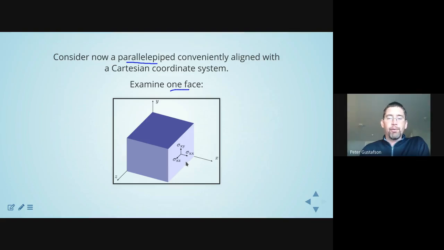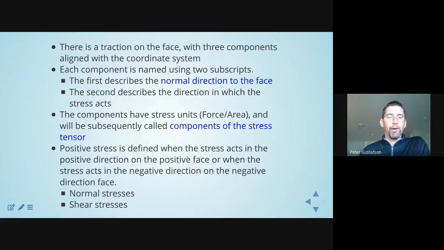The second subscript is now the direction of the component force or component traction. So we have an x normal face with an x direction component. We have an x normal face with a y direction component, and we have an x normal face with a z direction component. Now I've drawn the arrows associated with the assumed component directions, and we'll eventually let minus signs switch those directions around if that is appropriate.